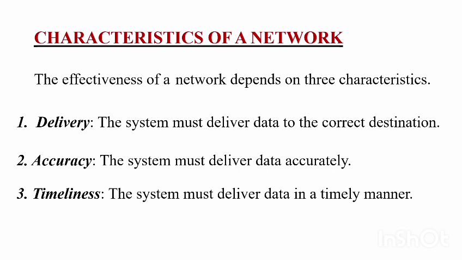So what are the characteristics of networks? There are three characteristics. The first one is delivery. The system delivers the data to the correct destination. The data we are communicating should reach the correct destination in the correct manner. The second one is accuracy. The data we are delivering to the end user must be delivered in an accurate manner. The third one is timeliness. That is, data is delivered in a given time.